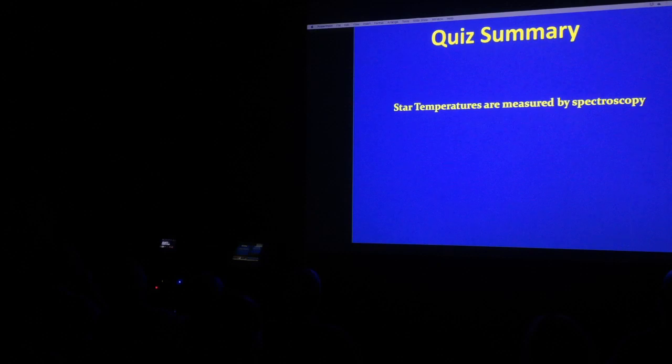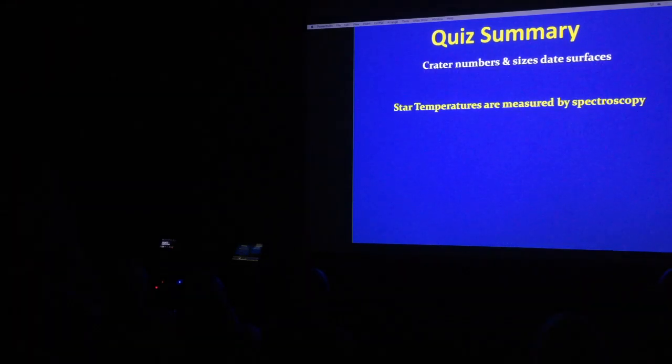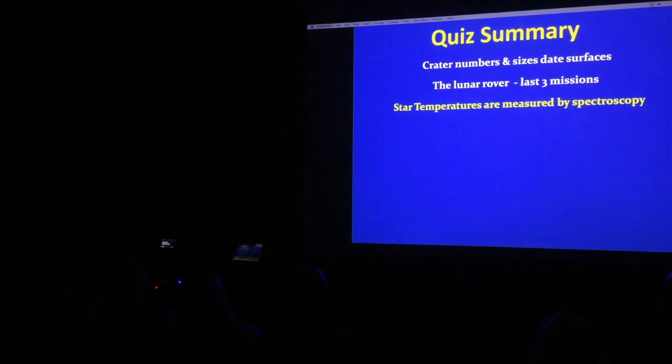Star temperatures are measured by spectroscopy, splitting different wavelengths. Plotting on a black body type graph, looking at the peak and also looking at the energy levels of the different elements.